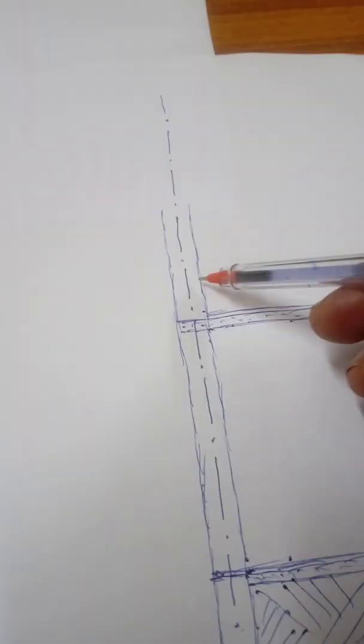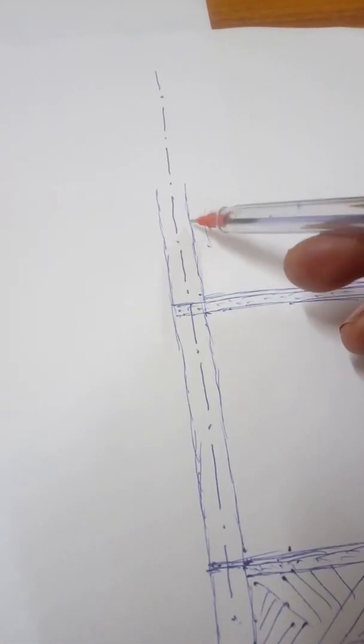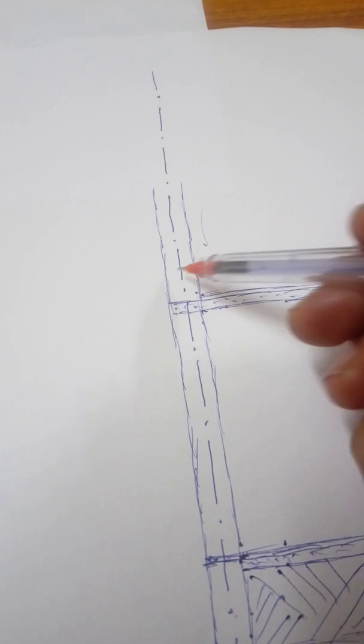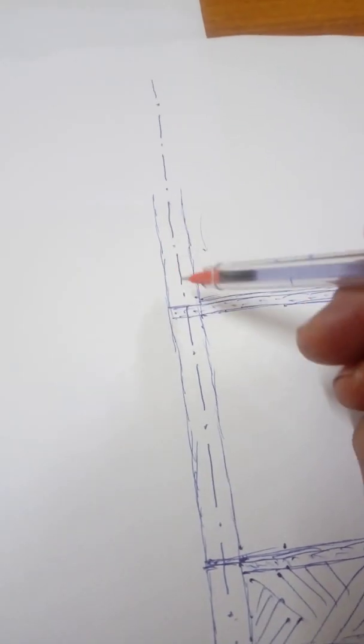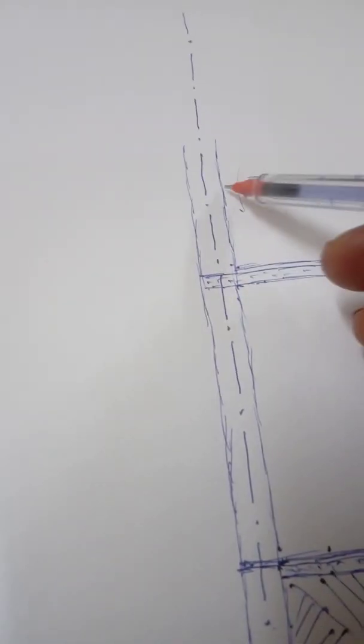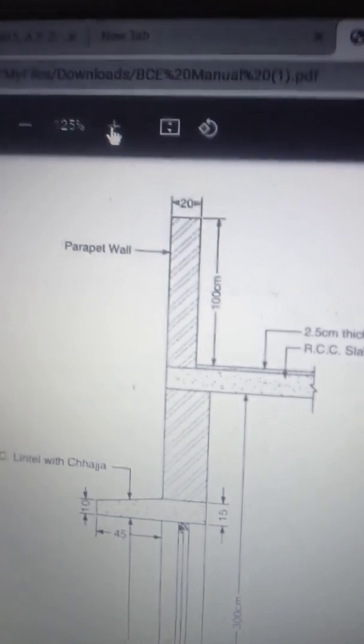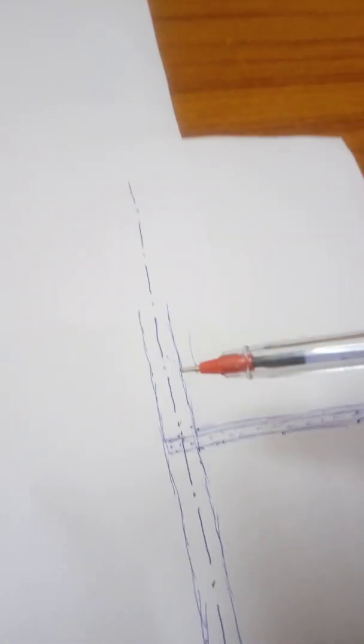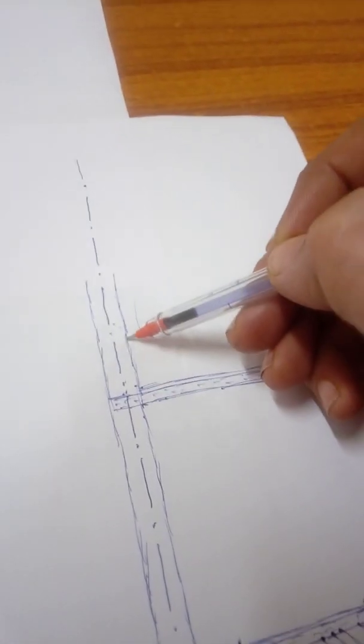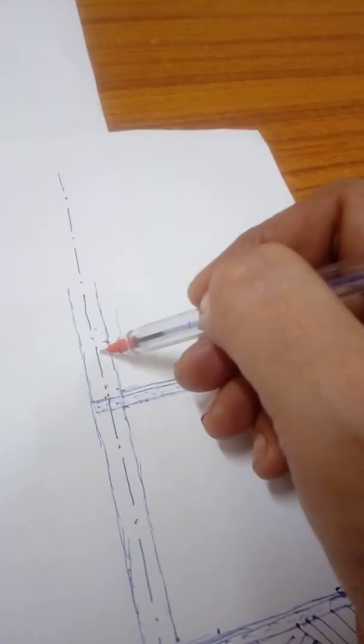Now this upper part, because I have drawn it with pen, cannot be removed, but you have to remove all this part, and you will keep here the parapet wall above the roof slab. The parapet wall will be there, see in the drawing it is there. The height of the parapet wall is 1 meter and thickness is 20, so 1 meter to our scale will be 2 centimeter.